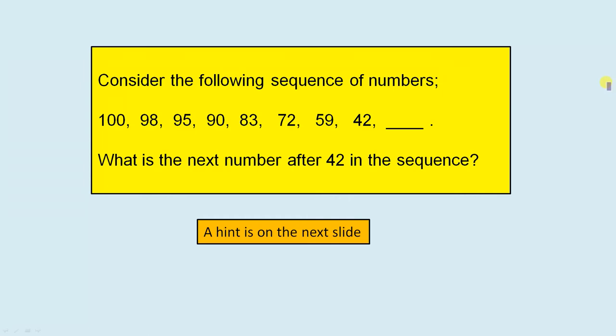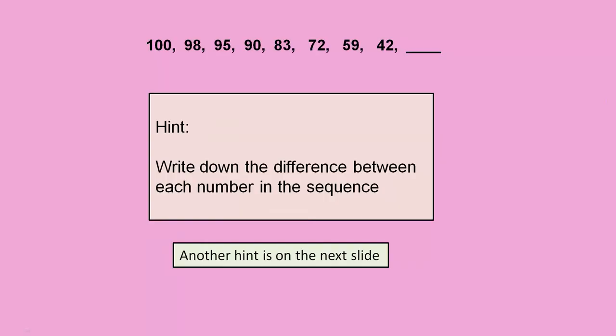Okay, let me go to the next slide now and give you a hint. Hopefully this will help you, that's if you need it. Here it is. So I've repeated the set of numbers here so you don't have to go back to the other slide. And the hint is, write down the difference between each number in the sequence. So the difference from there to there, the difference from there to there, the difference from there to there, etc.